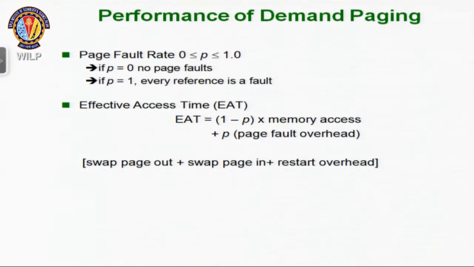That is, you have a percentage P of page faults multiplied by the page fault overhead. And page fault overhead would constitute things like swap page out, swap page in, and restart overhead. So all these things put together form the page fault overhead.